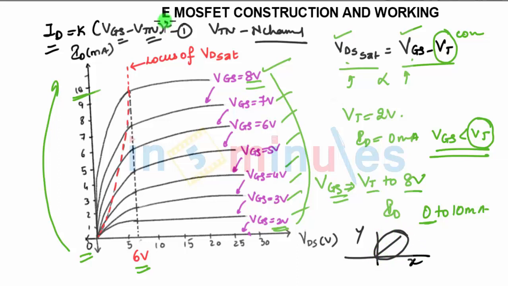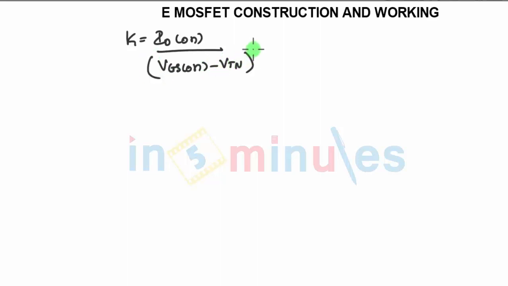And K is a function of the construction of the device. K is related as ID on, the value at which your current is flowing, upon (VGS on minus VT) the whole square. Rearranging equation 1 will give you this value. Now K is equal to ID on upon (VGS on minus VTN) the whole square, if it is N channel.